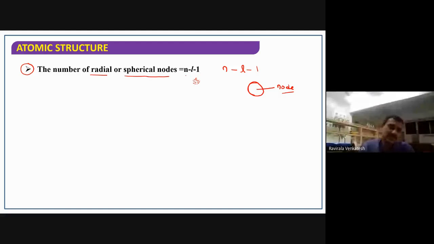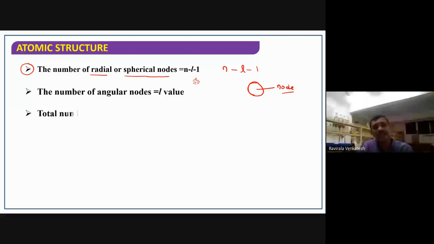So, understood? How to calculate the number of spherical or radial nodes: n minus L minus 1. Next, one more formula: how to calculate the number of angular nodes. Angular nodes depend upon the orbital, which orbital it is. The formula for this will be the L value.